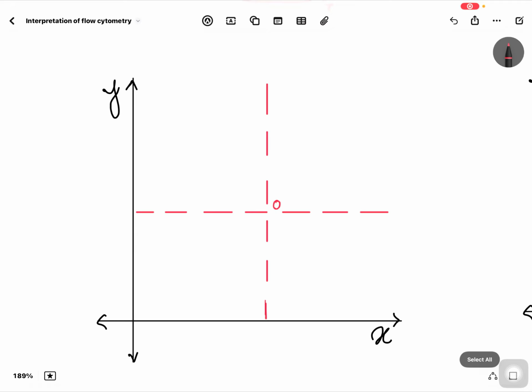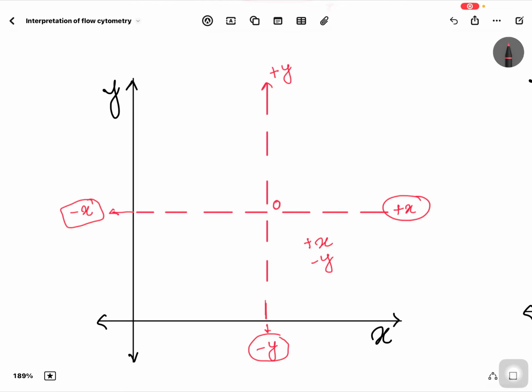This axis is the positive x-axis and this axis is the negative x-axis. Whatever is on the upper side is the positive y-axis and this is the negative y-axis. Then try to make out which quadrant belongs to which one. I'll write here, this is x positive, y negative. What comes in this quadrant?